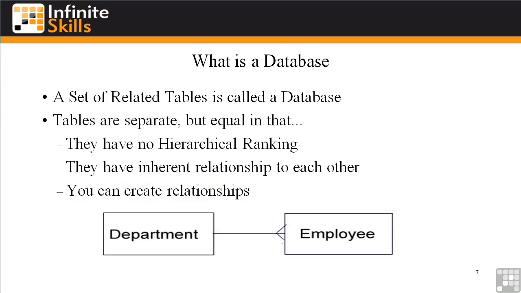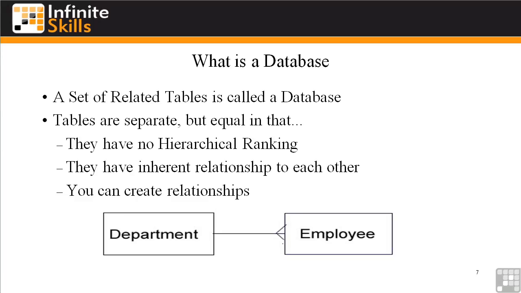Now, I've talked about a relational database system, but what is a database? Look at the first bullet here. Essentially, it's a set of related tables. These are tables that make sense to be together. For example, you might have a payroll database or a company database. Now, when you create a table, and we will learn how to do that, they're separate, and they're equal in the sense that there's no automatic hierarchical ranking between tables. One table is as equal as any other table.